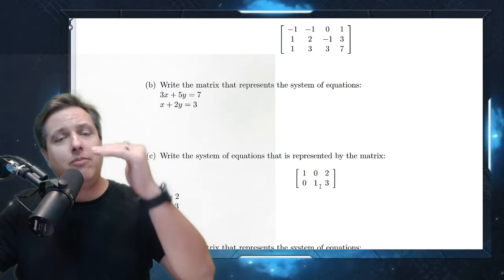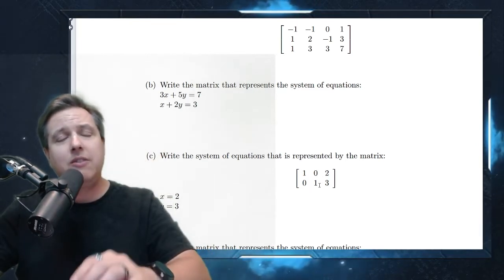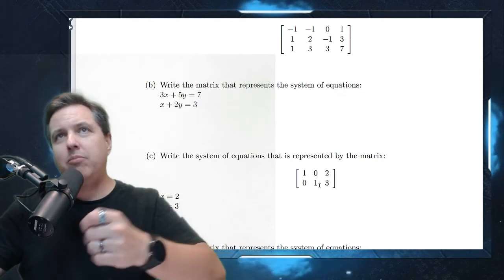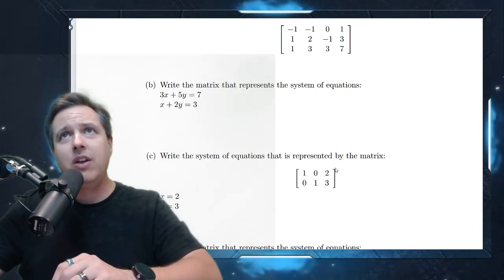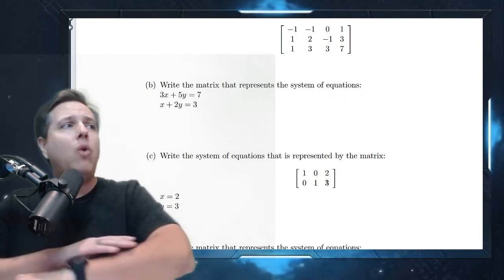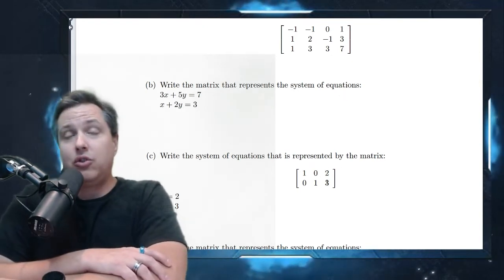First row, first column, second row, second column, we have ones. And then we want zeros above and below those ones, like this. See how we have zeros above and below them? And then over here we have a 2 and a 3. Why is this desirable? Because this is the solution, right?